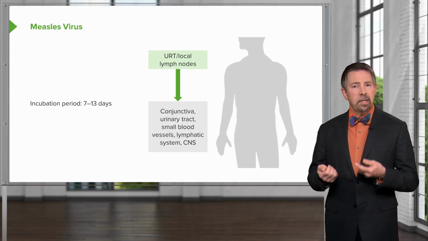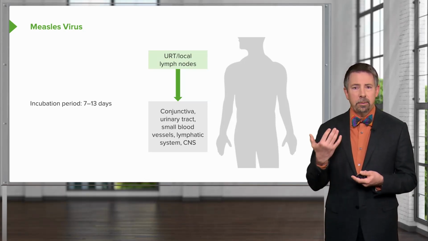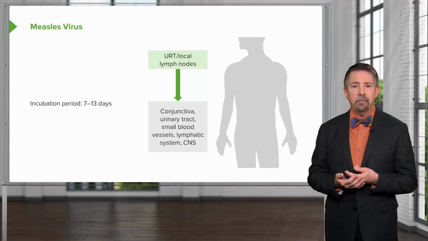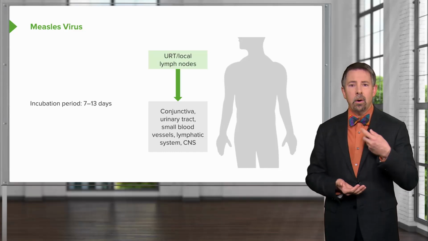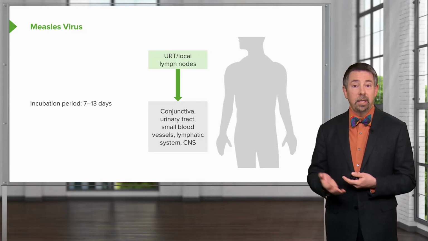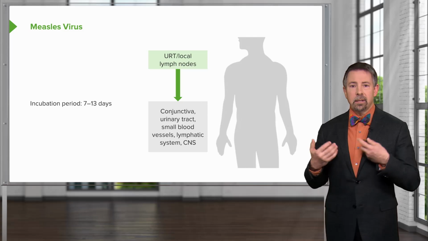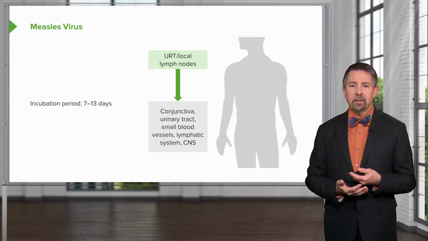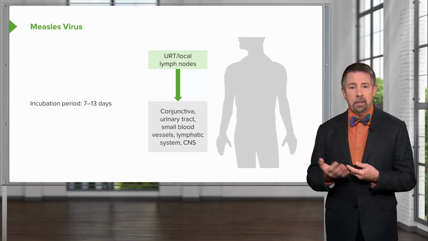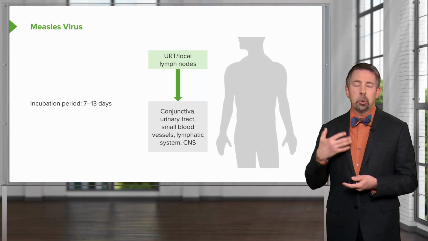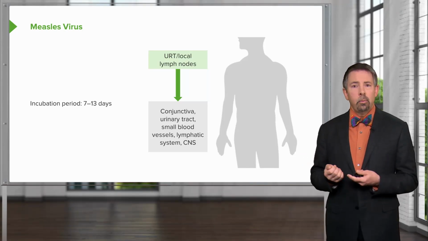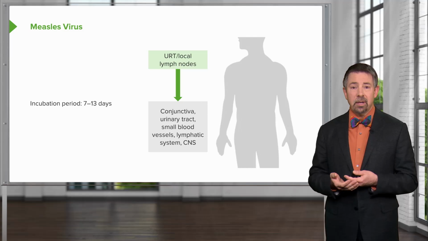And after the initial infection of the upper respiratory tract and localized lymph nodes, with a secondary viremia, one can have attack to all the areas which you see on the slide. So the conjunctiva, the urinary tract, the small blood vessels, lymphatic system, even throughout the central nervous system. And how far the viremia spreads and how aggressive it is, meaning the viral load, really accounts for how severe the symptoms of the accompanying measles actually are.